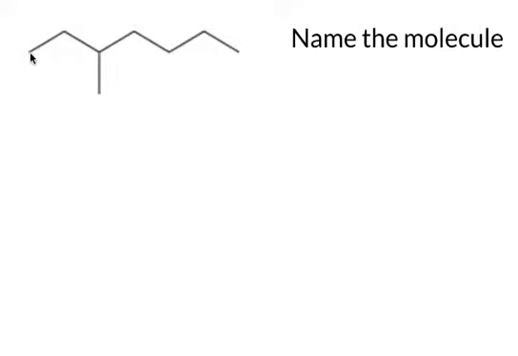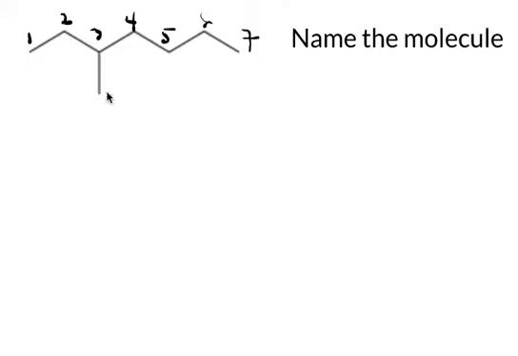So I'm going to start on this end and I'm going to simply number the carbons. So 1, 2, 3, 4, 5, 6, 7. Now, we've numbered these from 1 through 7, and we might think that that's where we should end. But the reality is we have a branch right here. And so we also need to double check that that branch doesn't represent the longest carbon chain.